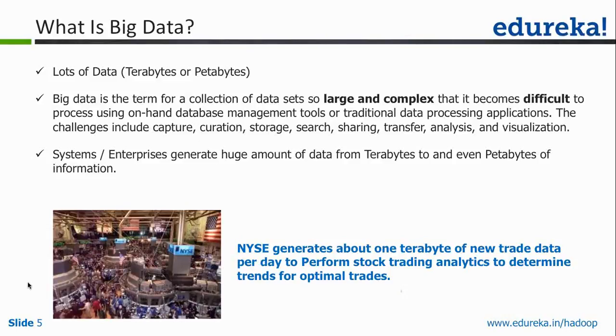It's lots and lots of data. That's why it's called big. It is not in megabytes or gigabytes; when the data reaches terabytes and petabytes, and if the data is really large and complex in the sense that it is not just structured data but a lot of unstructured and semi-structured data, it is called big data.